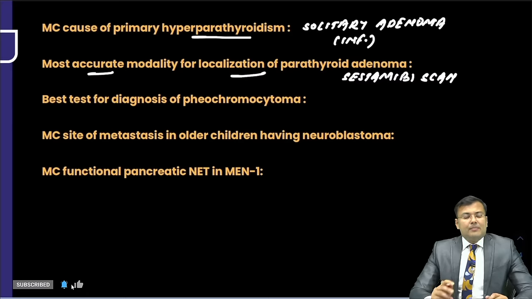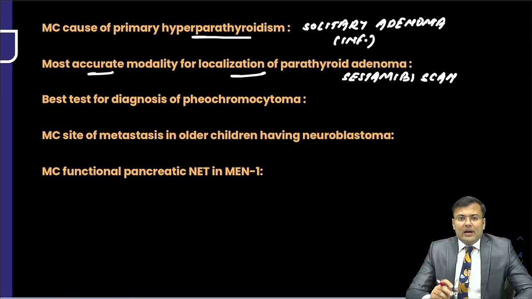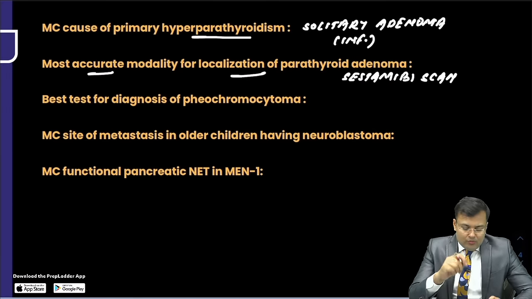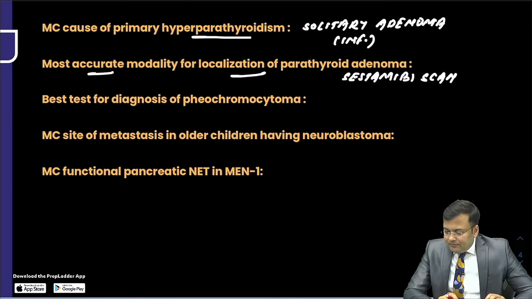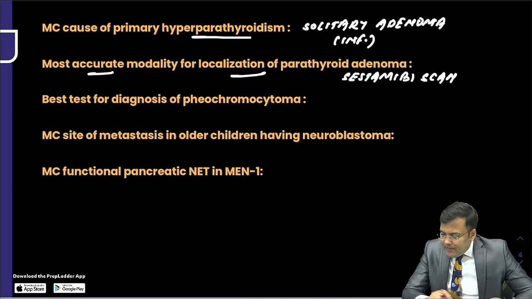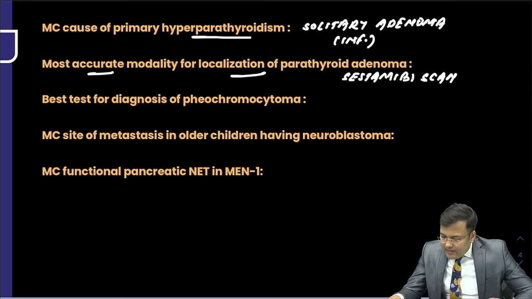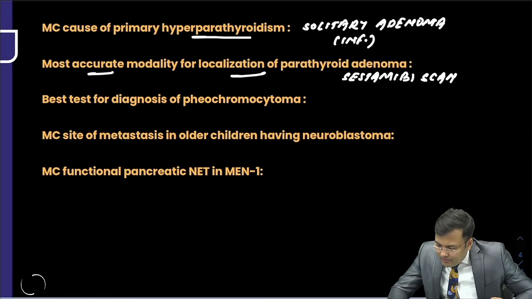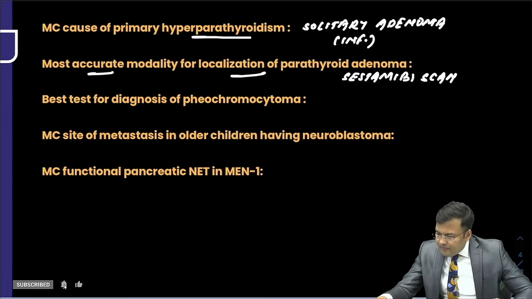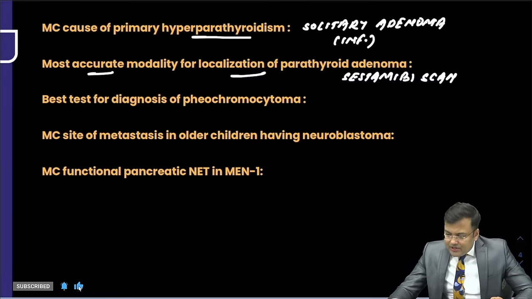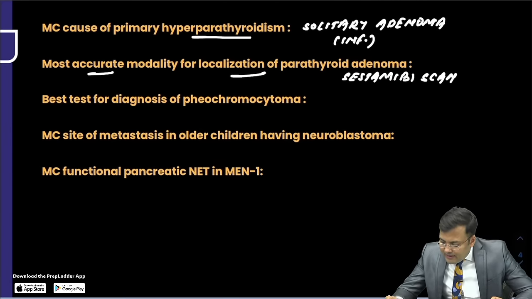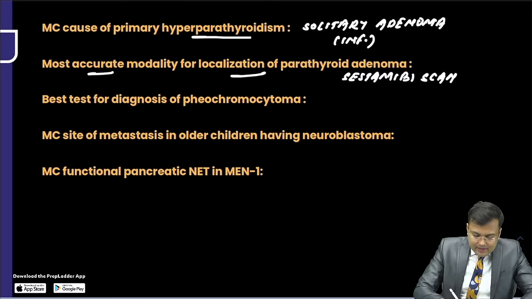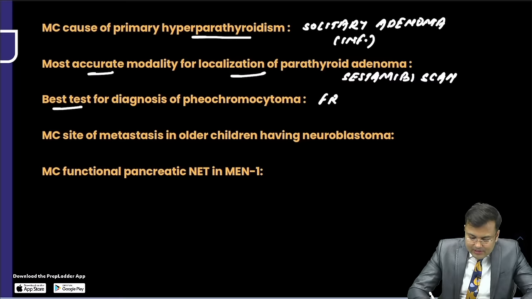Okay. Next, what is the best test for diagnosis of pheochromocytoma? Let me see who is going to reply to this particular question for the first time. Okay, fastest reply. I'm waiting. Who is going to reply correctly? Yes. Very good. It is fractionated plasma metanephrines. Some of you replied. Best test, that is fractionated plasma metanephrines.